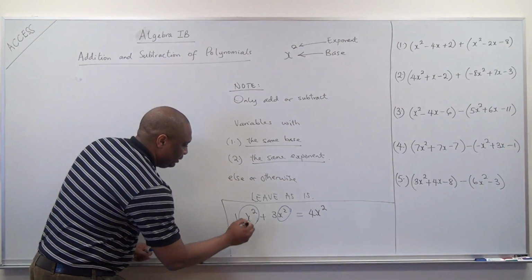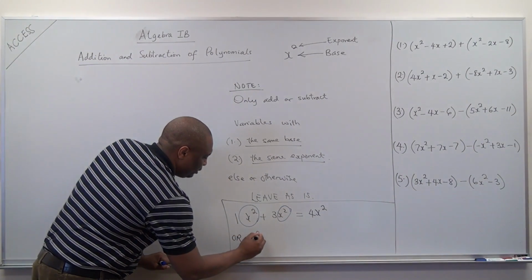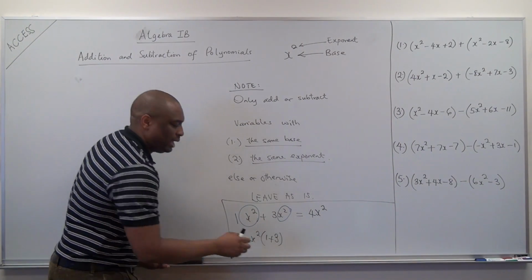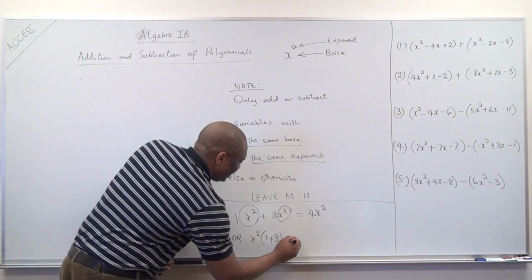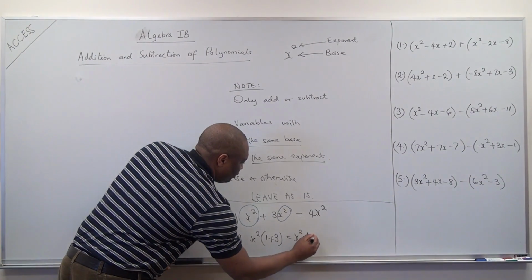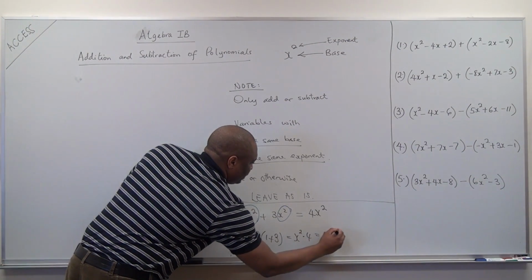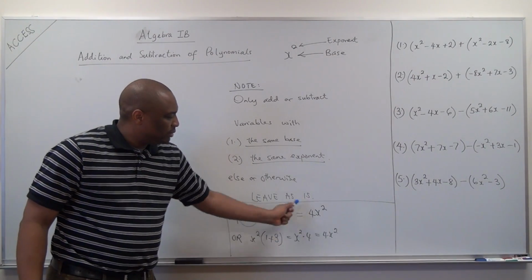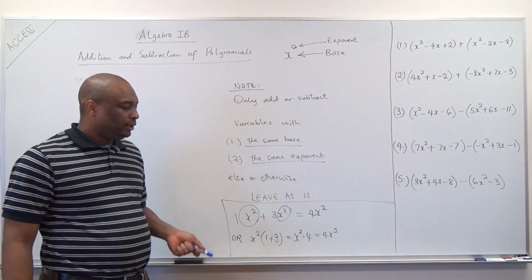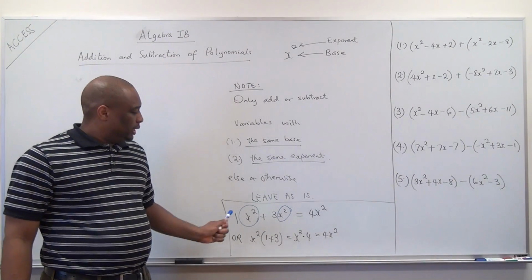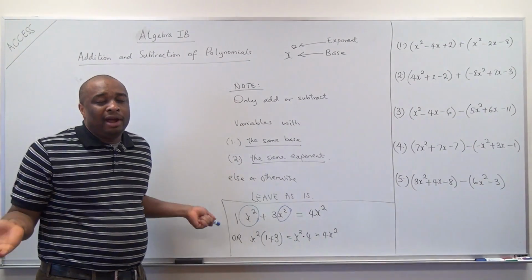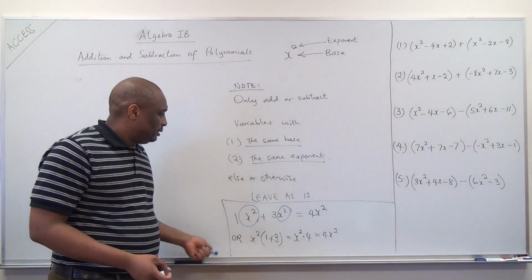Another way some people might do is they bring out the x squared. When they bring out the x squared, they now have x squared times 1 plus 3. And that gives you x squared times 4. And that gives you 4x squared. But for now, we are just concerned with this. So you just add it, and it gives you that.